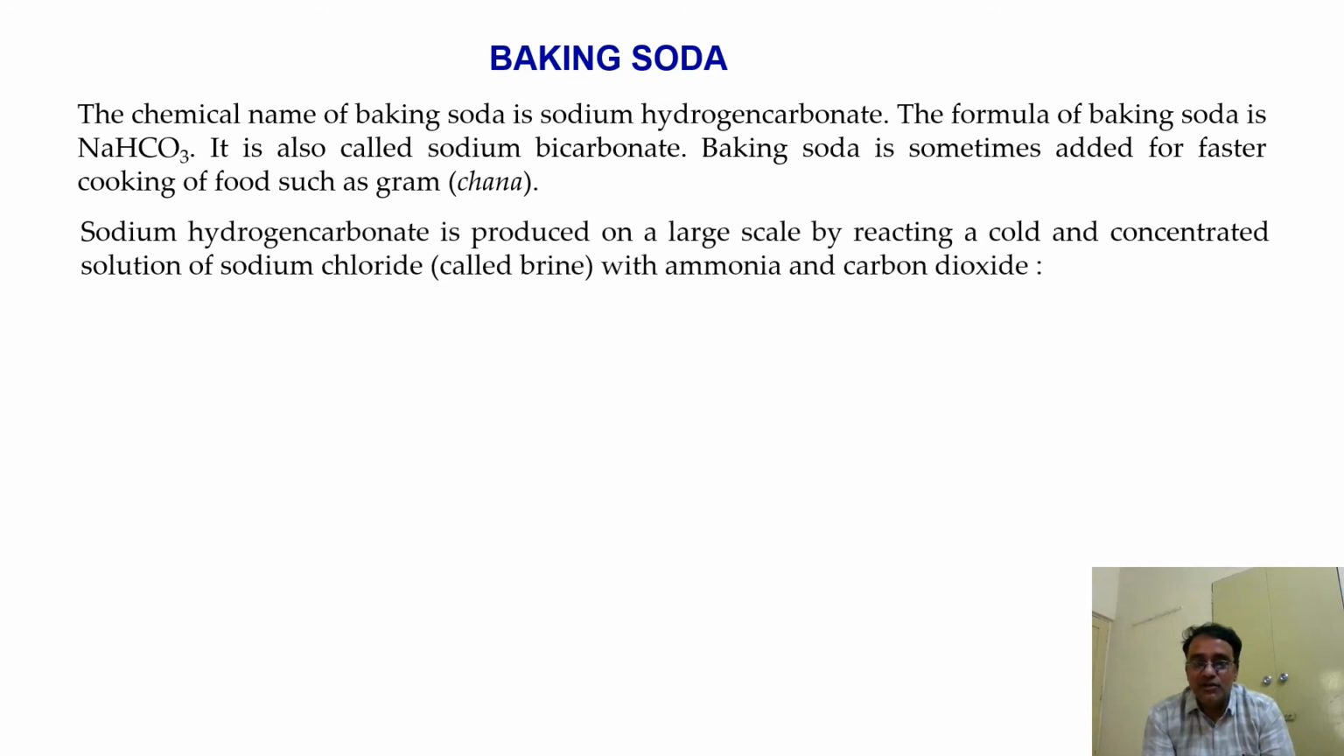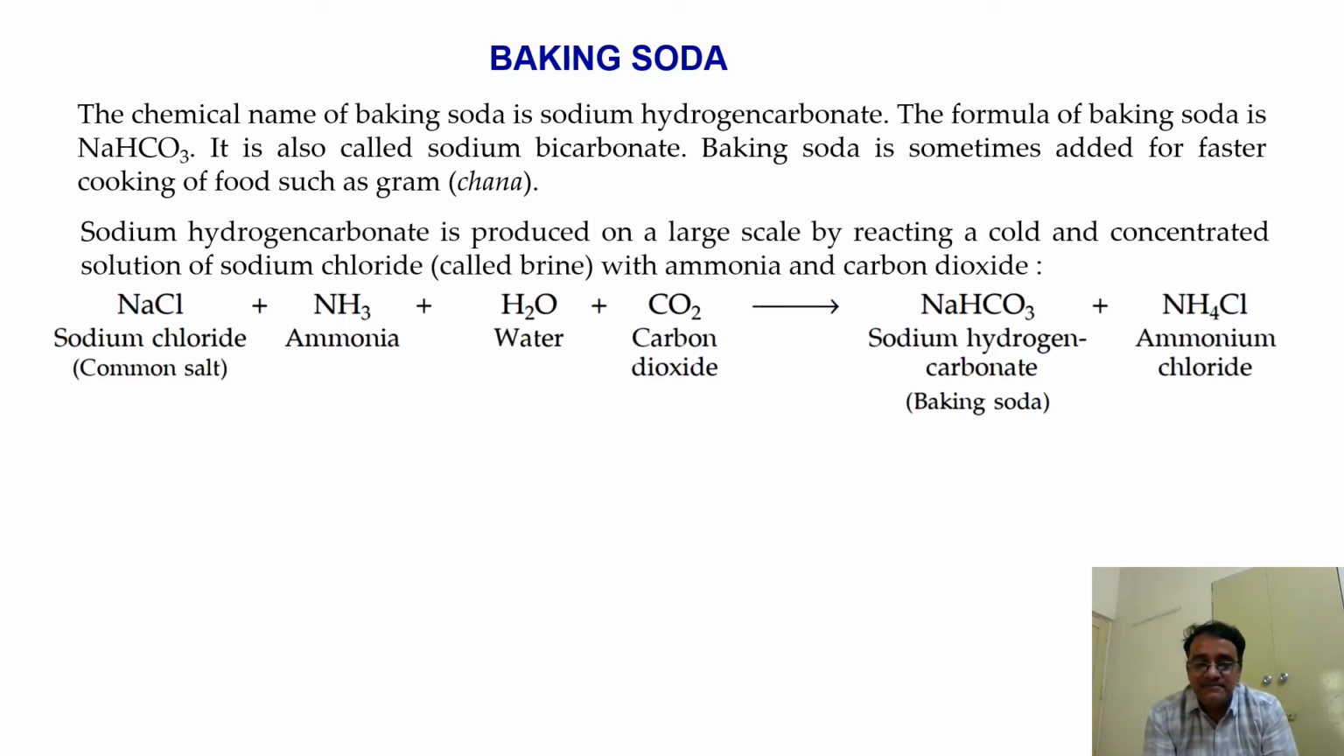Okay, so this is the reaction. NaCl, this is common salt. We are using common salt. Common salt से पूरे हम लोग को chemicals मिल रहा है, and we are using ammonia, water and carbon dioxide. So we are getting what? There is sodium hydrogen carbonate, that is baking soda, along with ammonium chloride, right?